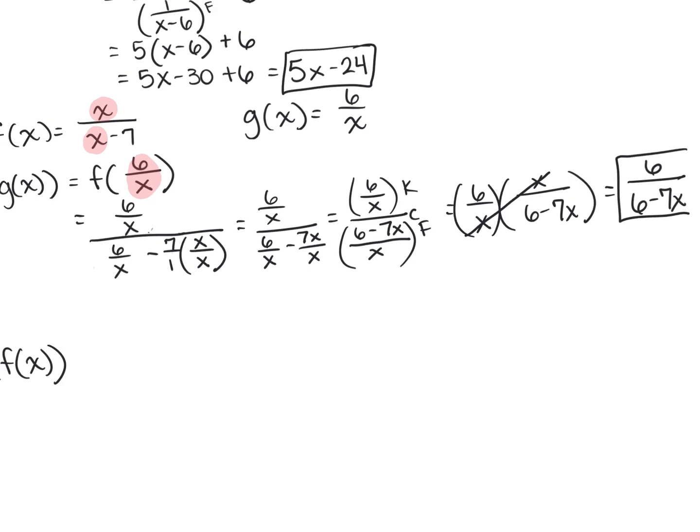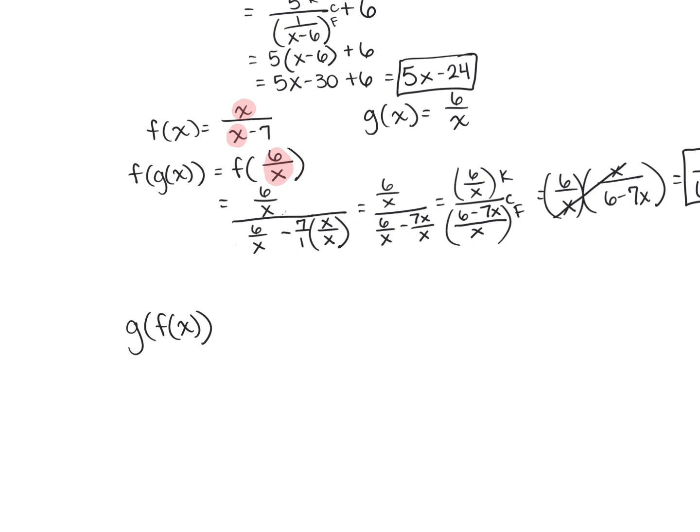So now we're going to go the other direction. So I'm going to erase my shading up here. Sorry, that's so bolded, it's not supposed to be. All right, so we're going to have g of f of x. My f of x is x over x minus 7. So all of this is going to go in for that x right there.